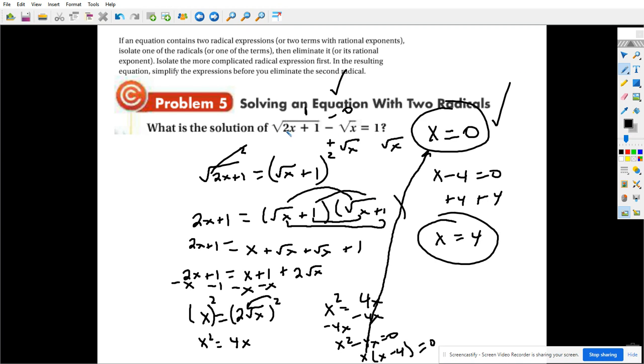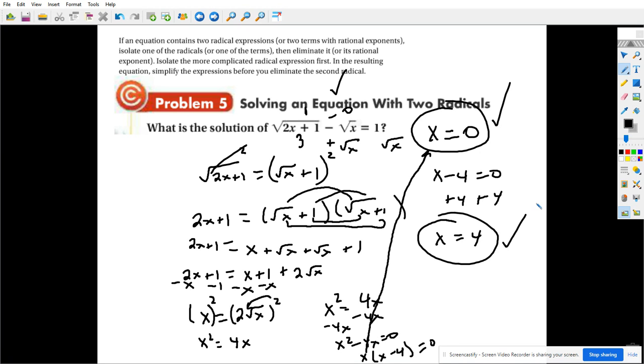What happens when I plug in 4? 2 times 4 is 8. 8 plus 1 is 9. The square root of 9 is 3. Plug in 4. Square root of 4 is 2. 3 minus 2 is 1. 1 equals 1. So in this problem, I get two solutions.